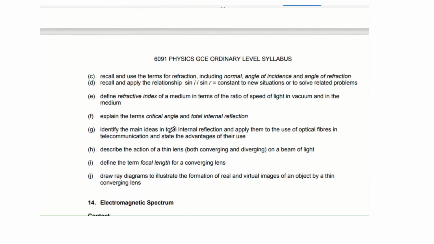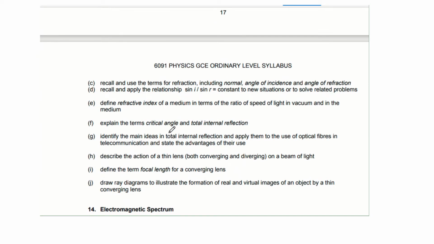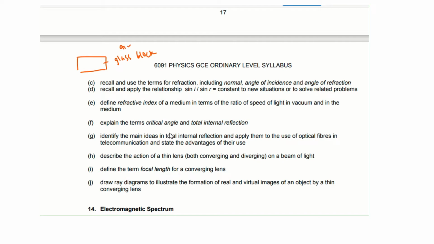Next, let's look at refraction. So the refraction refers to the bending of light due to the change in the speed of light as it moves from one medium to another with different optical density. Okay, and whenever we have refraction, let's assume that I have a solid glass block. Okay, and here it is air. Okay, so this is the incident ray, and this is the angle of incident.